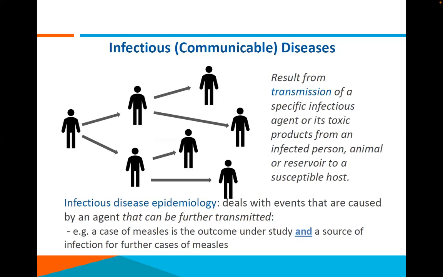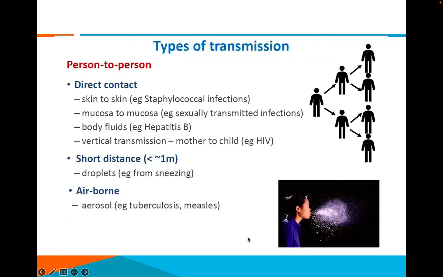Infectious disease epidemiology deals with events that are caused by an agent that can further be transmitted. For example, somebody having measles, and this measles spreading to other people. So one person having a disease, measles spreading to maybe 1, 2, 3, 4, 5, and even 6 people. That makes it difficult. And so, as people, we should understand the types of transmission that we have.